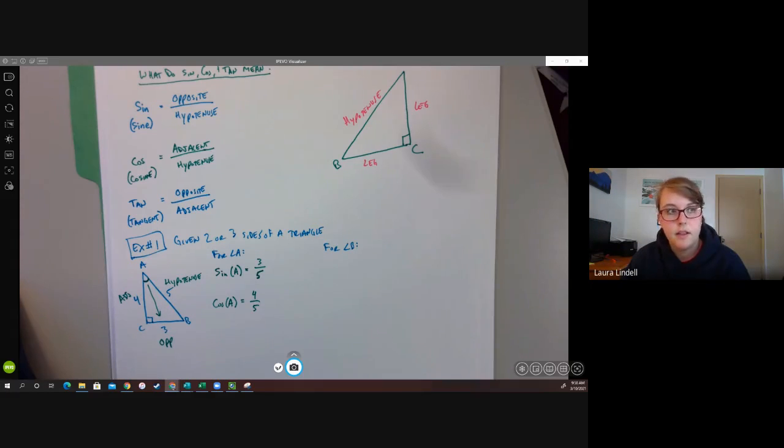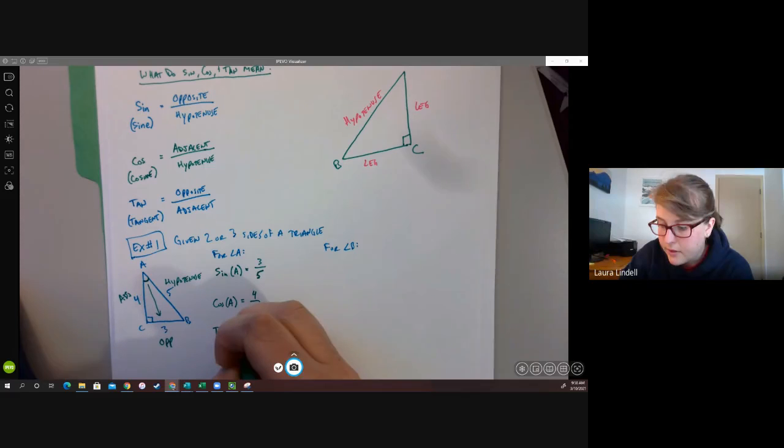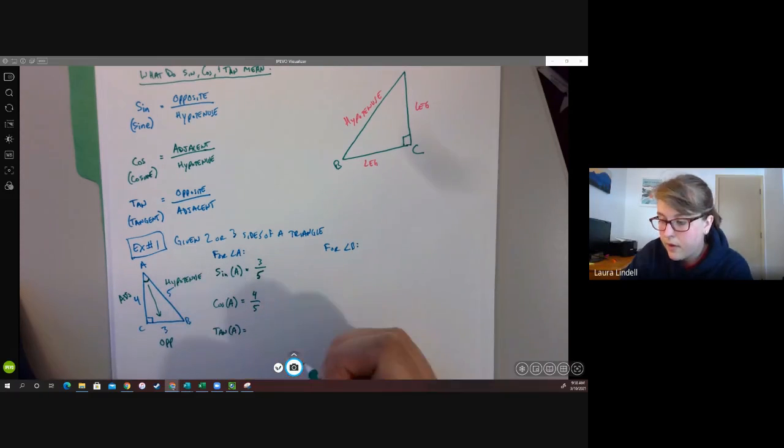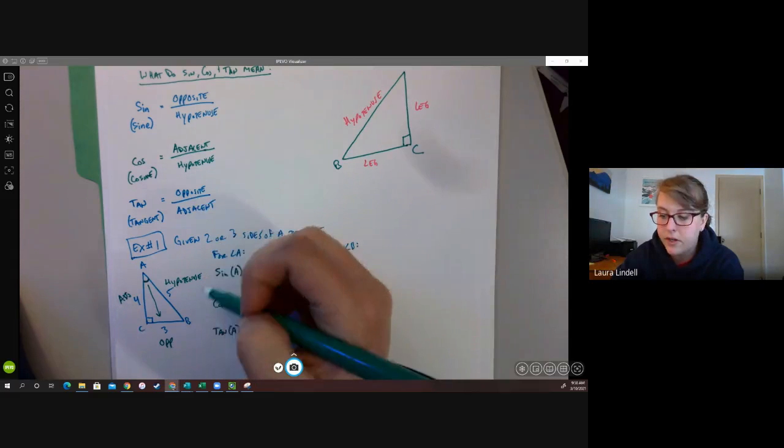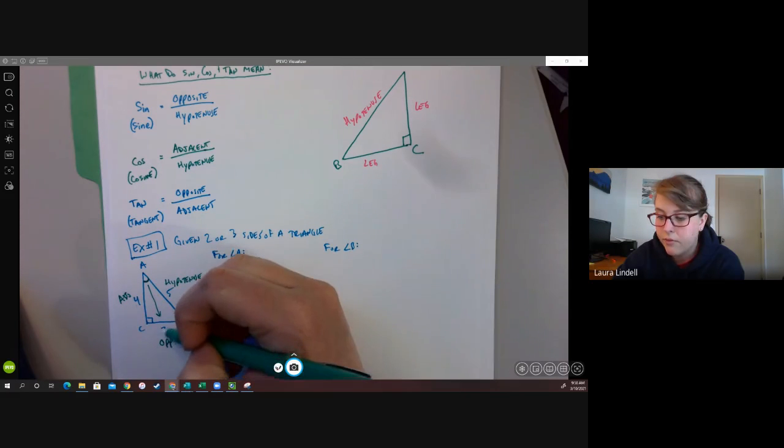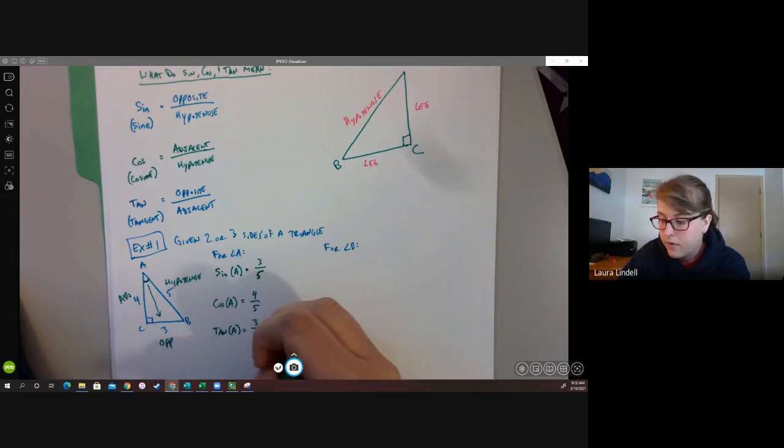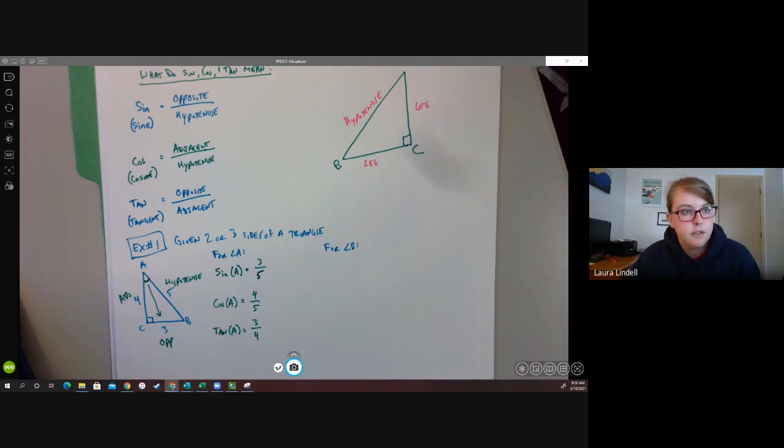All right. And then lastly, we could be asked for the tangent of angle A. And tangent is opposite over adjacent. So opposite over adjacent to angle A would be 3/4. Okay. So that's the sine, the cosine, and the tangent for angle A. Now, if we were to switch our perspective and do things for angle B, then we would have to relabel our sides as opposite, adjacent, and hypotenuse with respect to angle B instead. So that's what we're going to look at next.